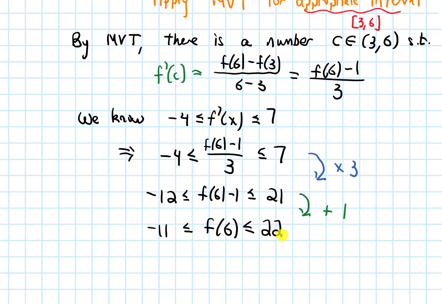And now I have it. I have my range of values that f of 6 can take on. So I'm going to box this. The smallest it can be is negative 11. The biggest it could be is 22. And that's my answer. So I was able to get it with mean value theorem.